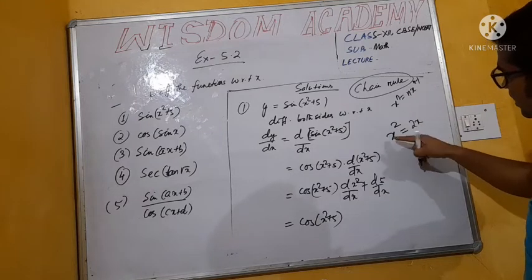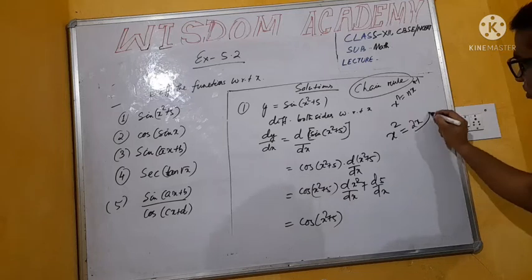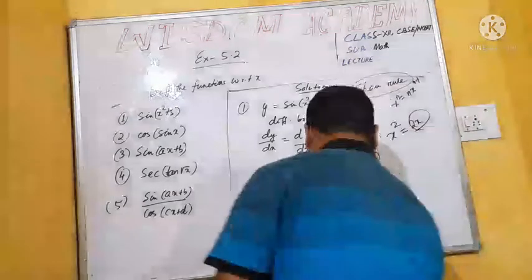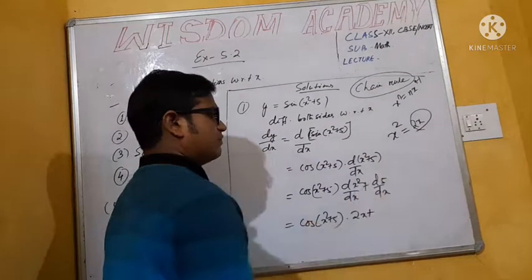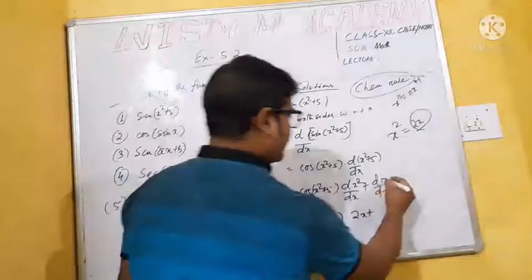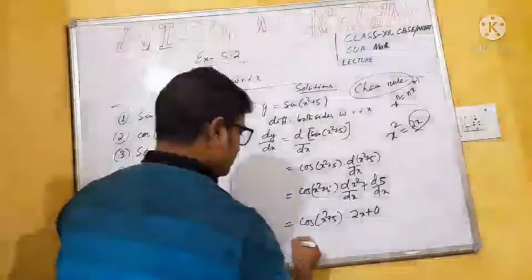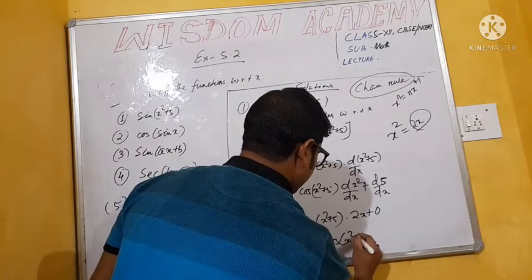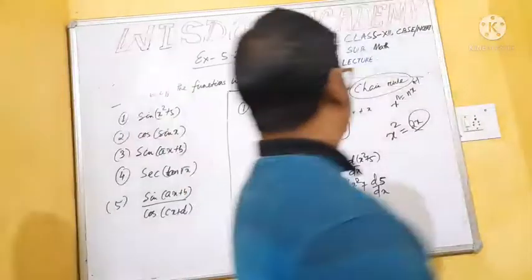2 into x to the power n minus 1, 2 minus 1 is 1. So what is the derivative of x to the power 2? 2x. You can write 2x plus derivative of any constant. 5 is a constant. Derivative of any constant is 0. 2x plus 0. So you can write 2x into cos x square plus 5. This is the answer. Take screenshot.